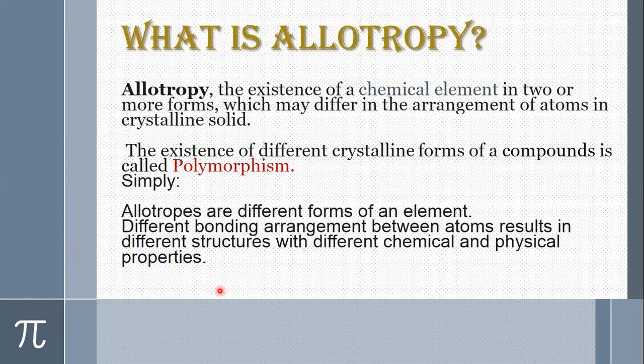What is allotropy? Allotropy is the existence of elements in two or more forms, which may differ in the arrangement of atoms in crystalline solids. When a compound exists in different crystalline forms, it is polymorphism. When an element exists in different crystalline forms, it is allotropy. Simply, we can say allotropes are different forms of an element, and polymorphs are different forms of a compound. Different bonding arrangements between atoms result in different structures with different chemical and physical properties.